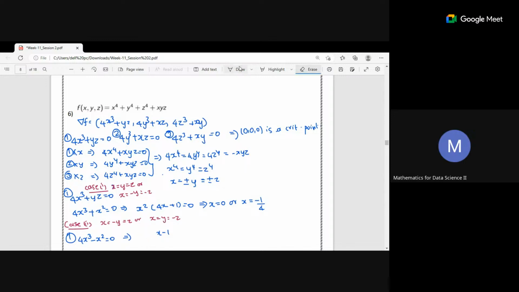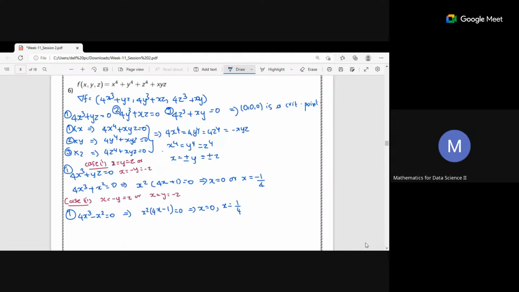x squared into 4x minus 1 is equal to 0, which gives you x is equal to 0 or x is equal to 1 by 4. Okay. So now what are the corresponding y values in each case you have to write. So what are the critical points from this you get? What are all the possible critical points?